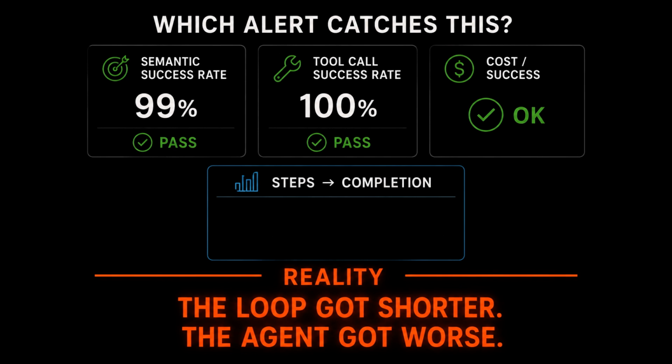Cost per successful request. 5 tool calls still happened. Tokens still got spent. Request still counted as successful. Passes. Steps to completion. This is the one that moves, but it moves the wrong direction. It goes down. A shorter loop reads as healthy, not broken. That's the trap. Your best leading indicator for the agent is confused.